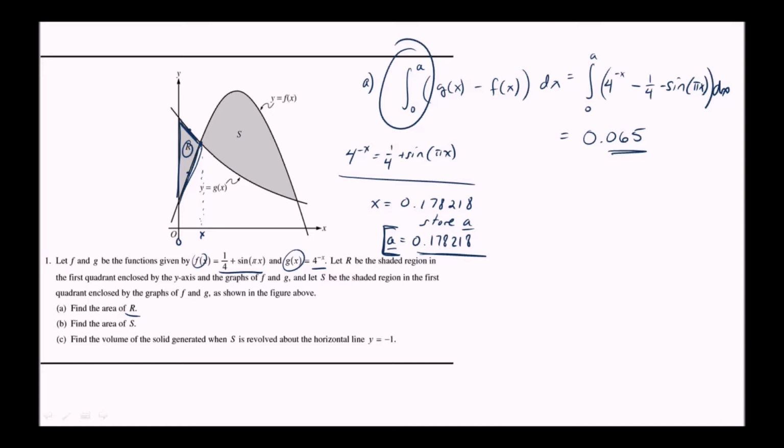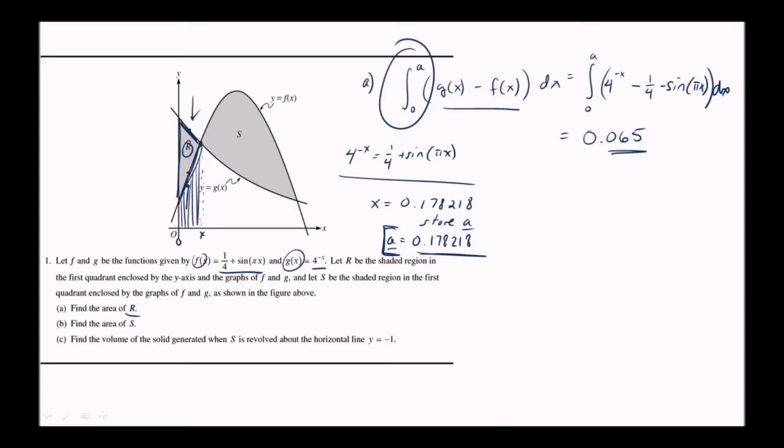Those are important. Without the correct limits, you will miss one of the 3 points for part A. They also look at the integrand, so g of x minus f of x. Make sure that you subtract the lower function from the upper function. If you're confused at all, think about if this entire region was R, what would you do then?